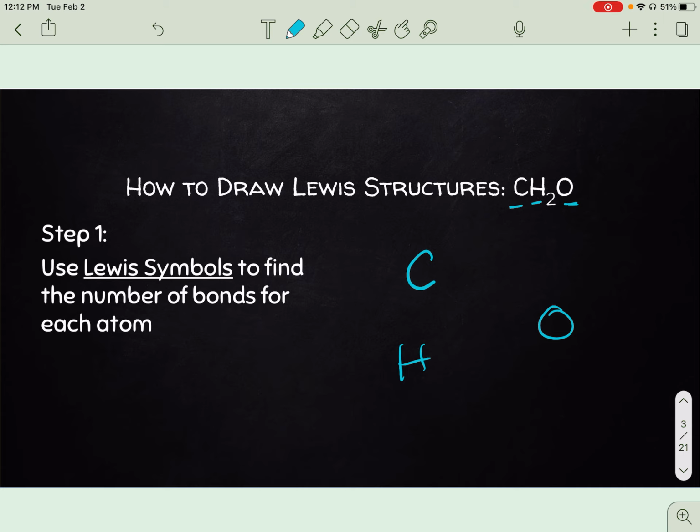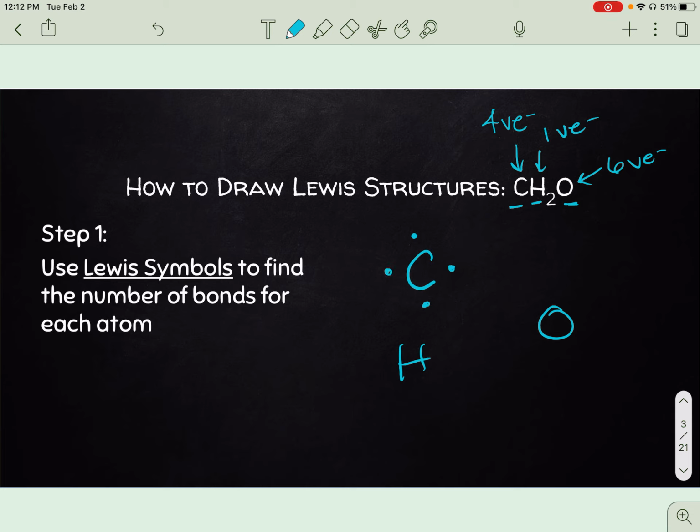So if we look at our periodic table, we know that carbon has 4 valence electrons because it's in group 14 or 4A. We know hydrogen has 1 valence electron because it's in group 1. And we know that oxygen has 6 valence electrons because it's in group 16 or group 6A. So for me to draw these Lewis symbols, remember, think of your little symbol as having 4 sides. So for each element, I'm going to draw 1 dot on each of the 4 sides representing a valence electron.